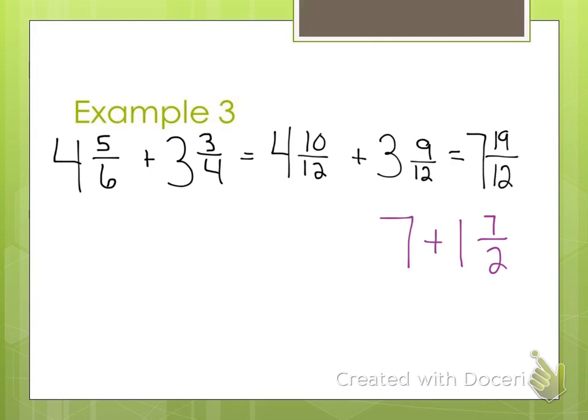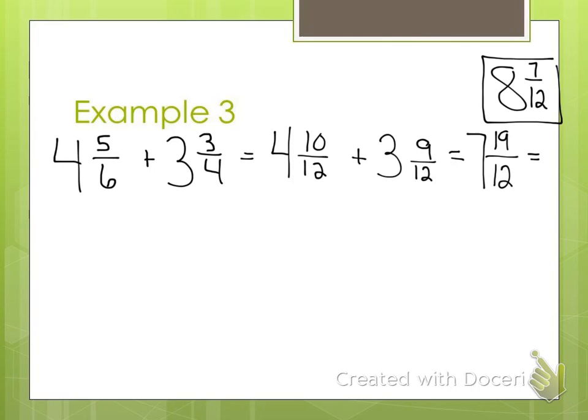Very good. Again, you don't have to show this in your homework, but I want you to see how we ended up with 8. Because 7 plus 1, all right, I can take a 1 out of this improper fraction. All right, so now 7 plus 1 is 8, and I end up with 8 and 7 twelfths. Does that make sense? Yes, ma'am. All right, so now I want you to do one. And you only have to do one on this one.